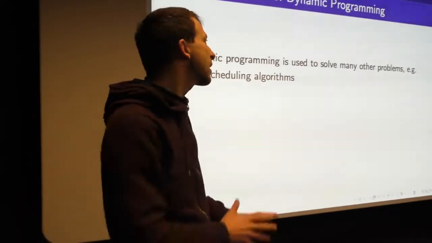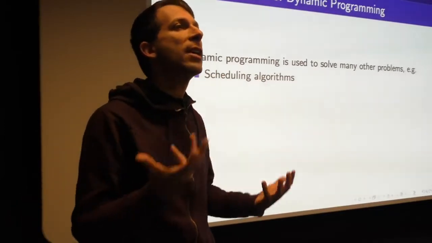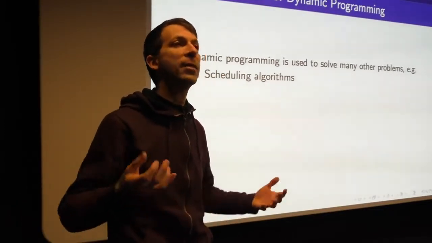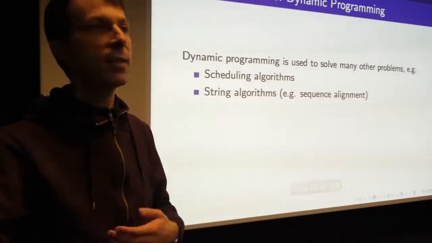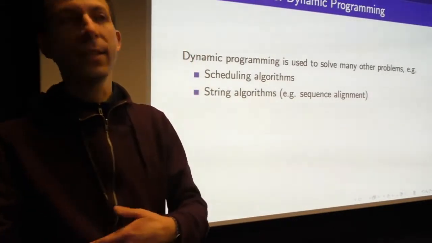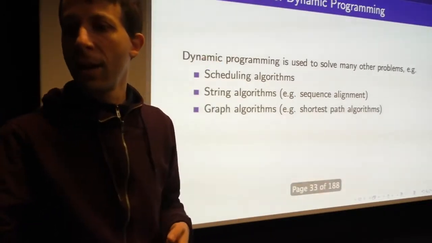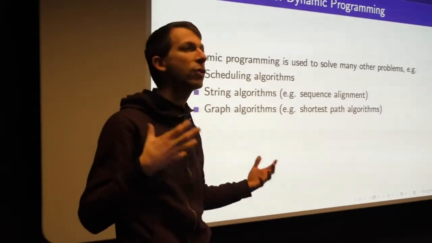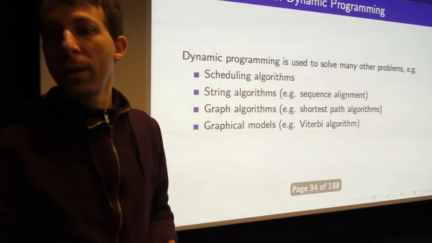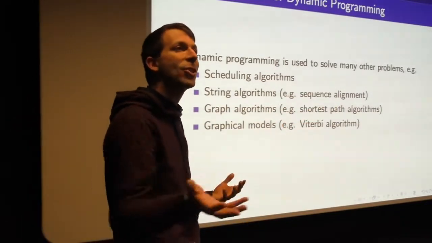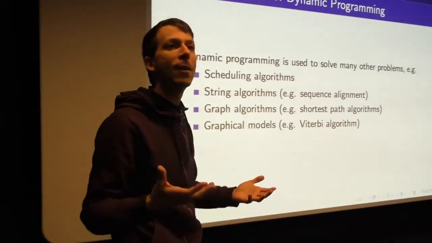Okay, so dynamic programming is very widely used. There's lots of places it gets used. So I just want to not leave you with this sense that dynamic programming is only used for planning and MDPs. It's used in scheduling algorithms. It's used in string algorithms for like sequence alignment problems, very popular in bioinformatics. It's used for graph algorithms. Like if you think of shortest path algorithms, these are essentially dynamic programming algorithms. If you think about graphical models in other machine learning, like we've been doing supervised learning, the Viterbi algorithm is an example of dynamic programming.